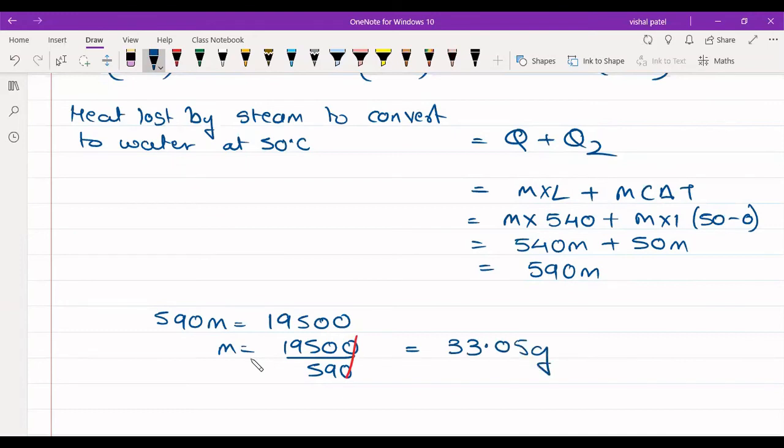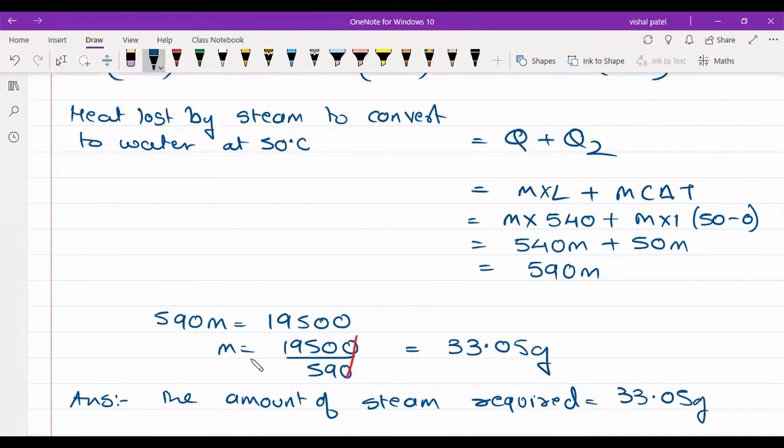So the final answer is, what is the question asked? How much steam is to be mixed to it? So the amount of steam required is equal to 33.05 grams. Understood this? Students, from the last 3 sums, we are doing the same thing. We are finding heat for both, and then we are putting them equal so that we get the term which we don't know. Is that clear, all of you?